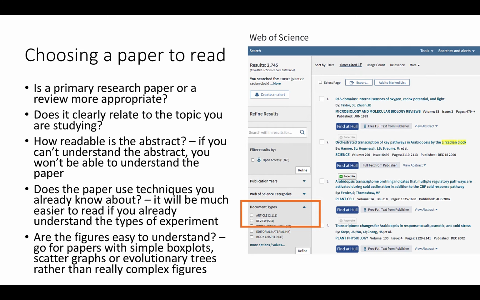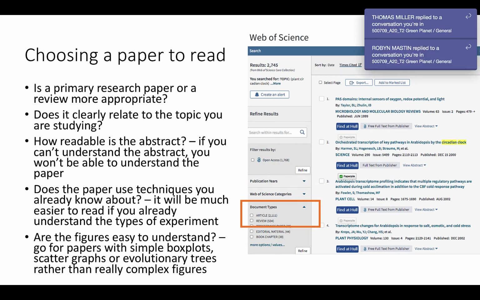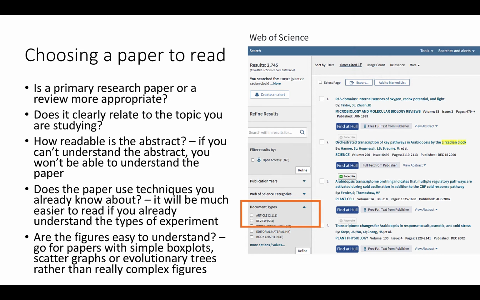And the other thing I would look for is the figures. Are they easy to understand? Some papers are nice. They've got box plots, bar charts, scatter plots, maybe an evolutionary tree. Those sorts of figures tend to be reasonably easy to interpret, but some of them have really complicated figures. There might be heat maps of transcriptomic data, or they might just be hideously complicated. As an undergraduate, I would pick papers where the graphs were relatively easy to understand, and therefore it's more likely that you'll be able to know what's going on.